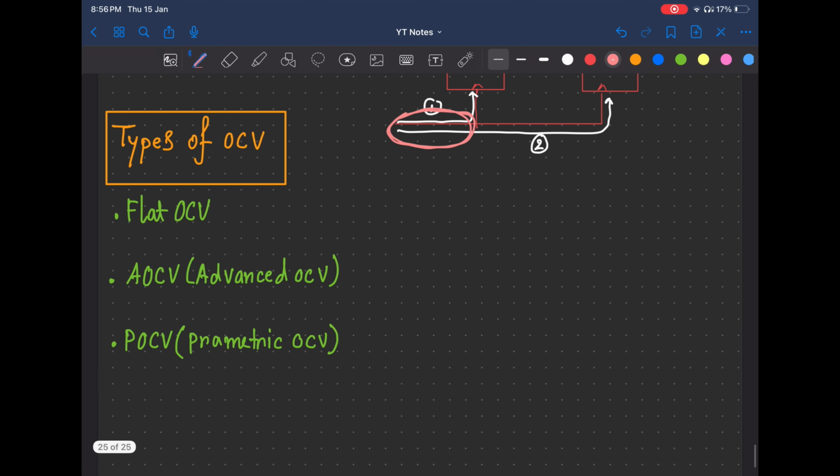Now coming to the types of OCV, there are three types of OCV we discussed: one is flat OCV, one is advanced OCV, and another is parametric OCV. The flat OCV is a simple thing, where we generally fix some percentage of derate to the entire chip.